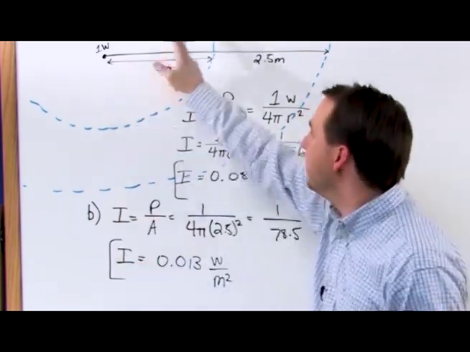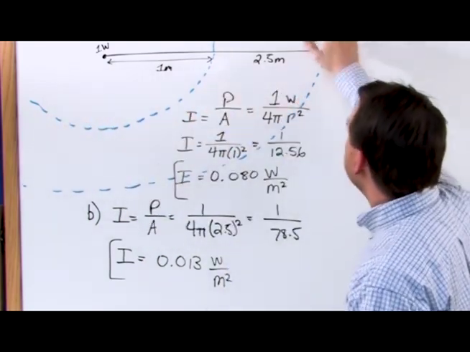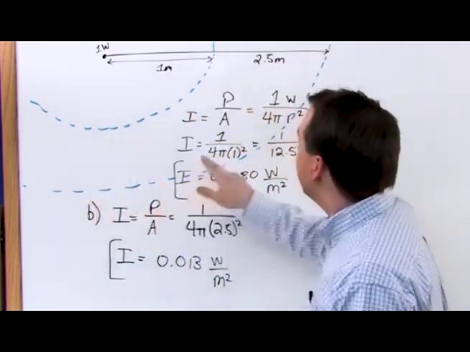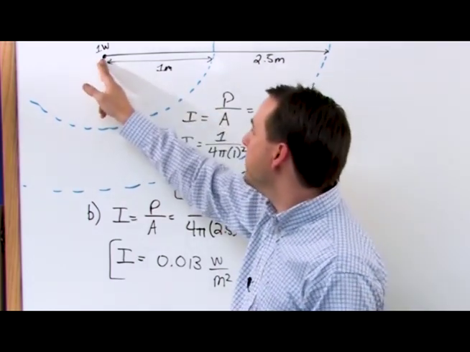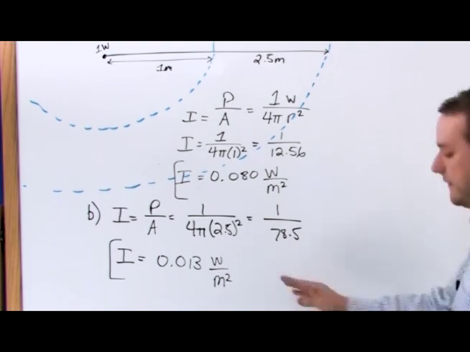So this 1 watt is spreading out along this surface area. Of course, if it gets even farther away, it's spreading out even more. But the total power coming out of the source can be no greater than this, so of course your intensity has to go down. And that's exactly what this is showing you here.